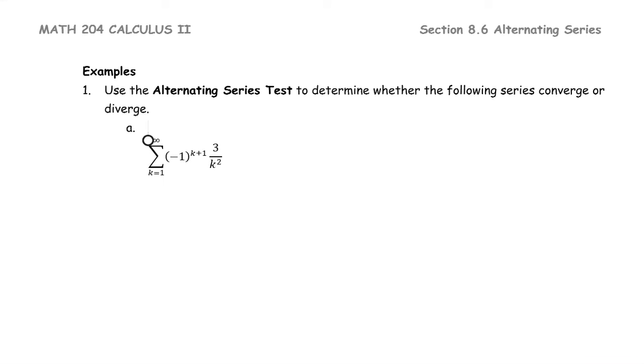Examples: use the alternating series test to determine whether the following series converge or diverge. Part A, we have the summation of (-1)^(k+1) multiplied by 3 over k squared.